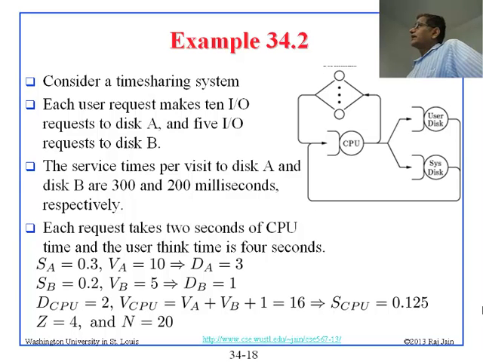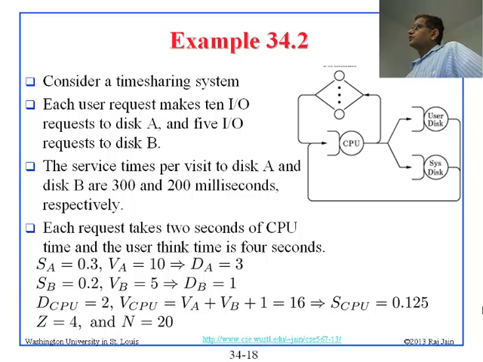Okay. So we are going to consider the same system as before. And here is what we know. Each user makes 10 IO requests to disk A and 5 requests to disk B. 10 and 5. So we wrote down here VA is equal to 10 and VB equal to 5. All right. And the service time per visit to disk A is 300 milliseconds and 200 for disk B. So we wrote down SA is equal to 0.3, SB is equal to 0.2. All right. We multiply those two to get DA equal to 3 and DB equal to 1.